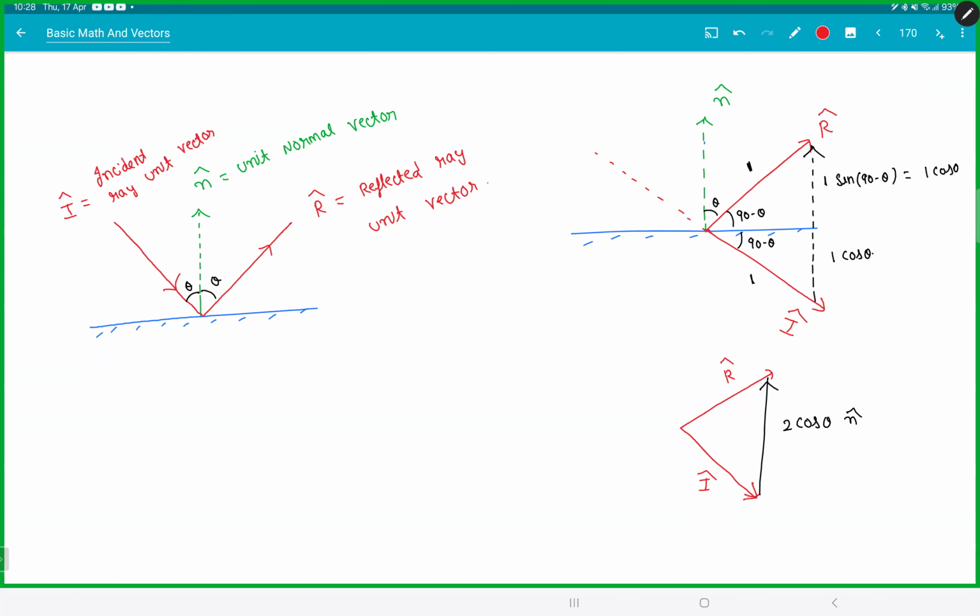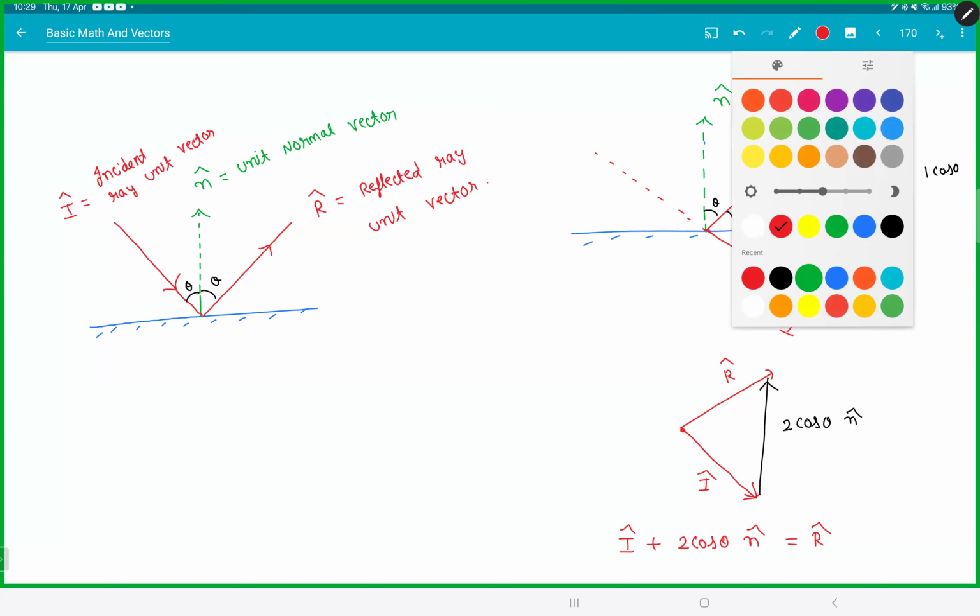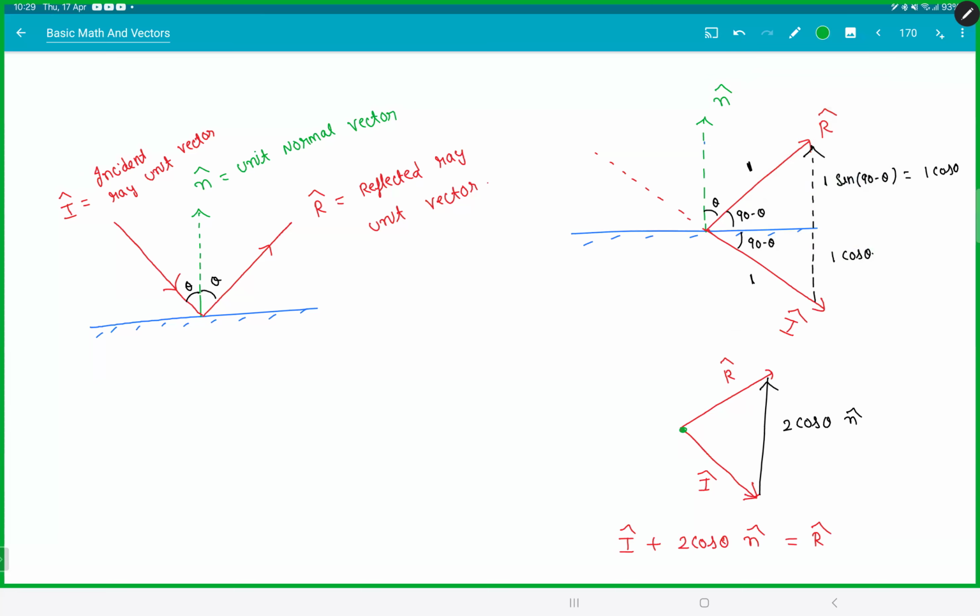Now look at this thing. From the triangle law of vectors, if you go from this and this, I cap plus 2 cos theta n cap must be r cap. If you join two vectors head to tail, the resultant vector is from the remaining tail to the remaining head. So if you go along this way, I cap, and if you go upward, you get r cap, isn't it? So that's your triangle law.